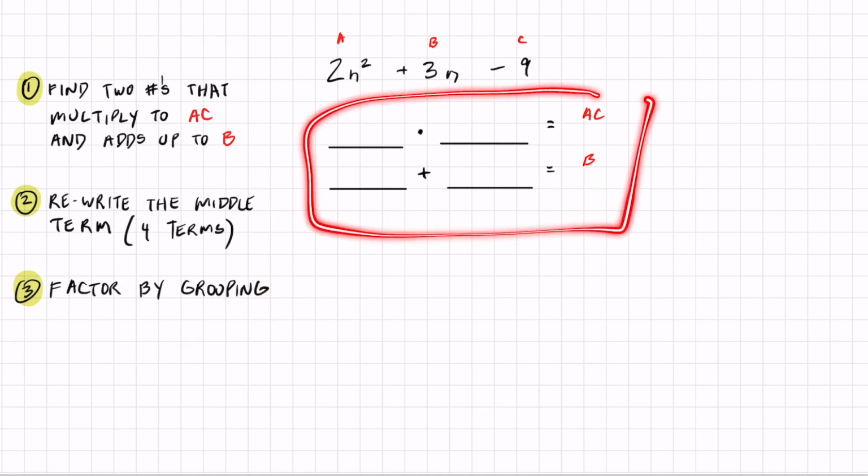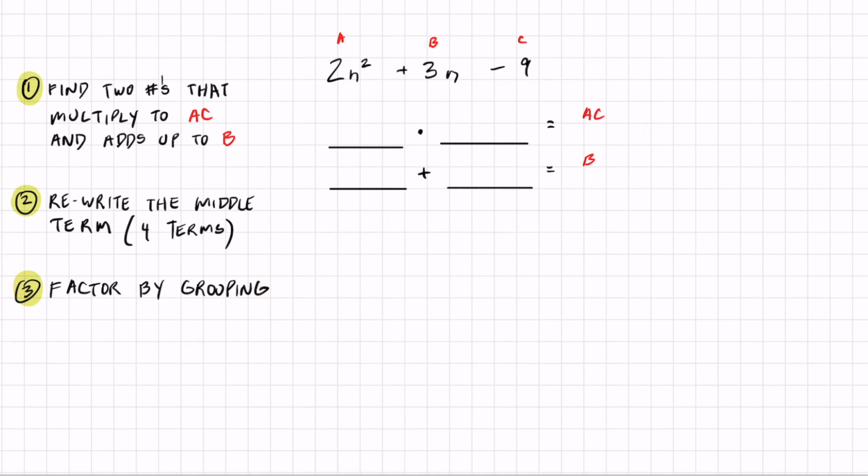Just write down this graphic organizer if you're following along and let's jump to it. Number 1 says, find 2 numbers that multiply to AC. This is probably the hardest step. So first, multiply A and C. That's negative 18. We're going to write that number right here. And adds up to my B term. My B term is 3.